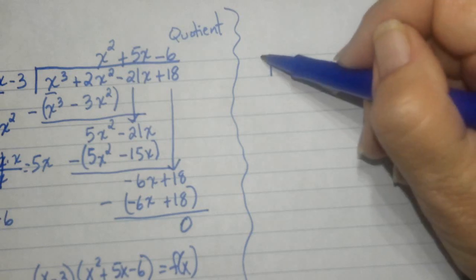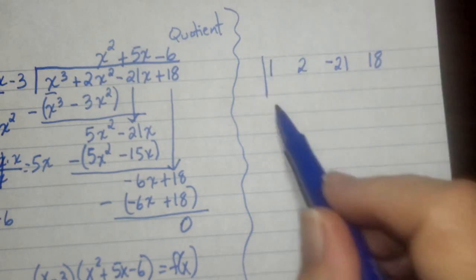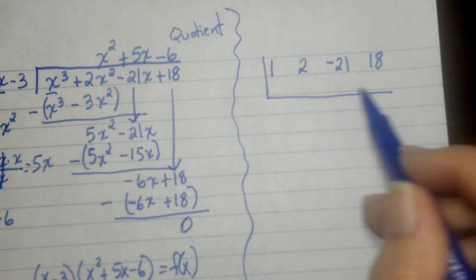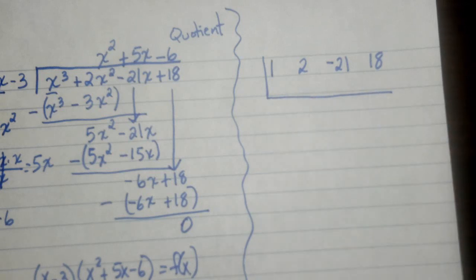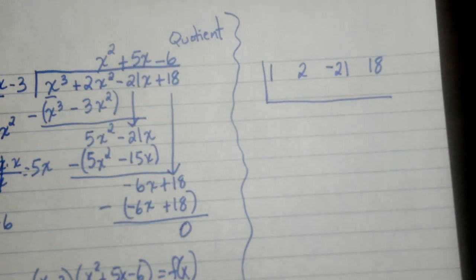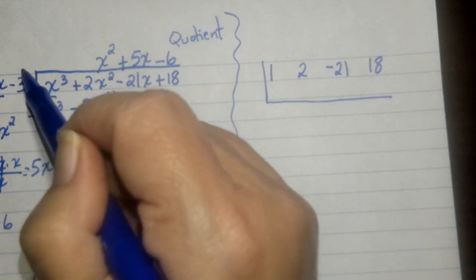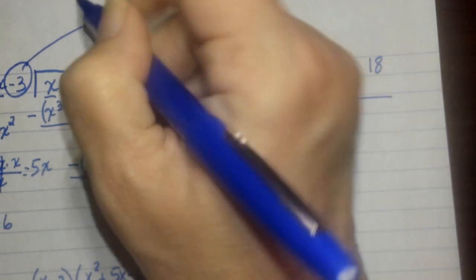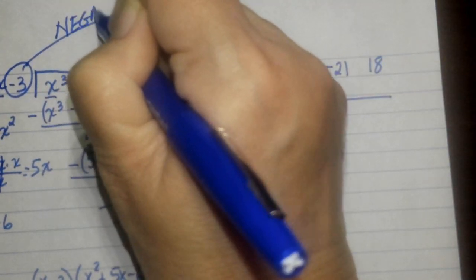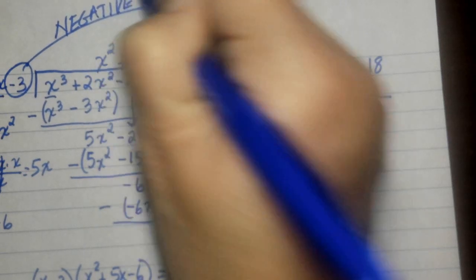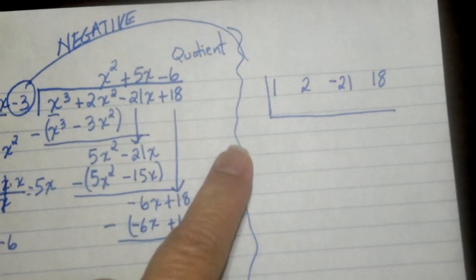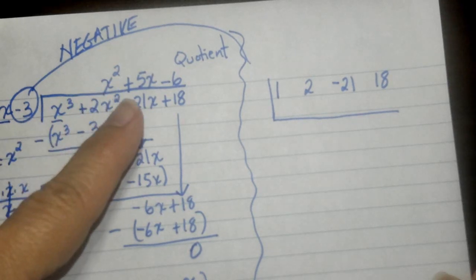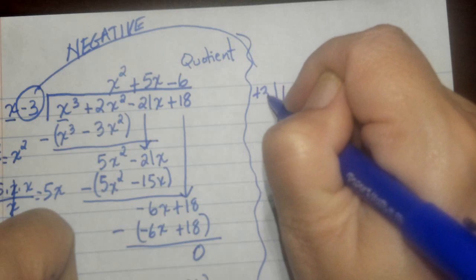All right, then you're going to make this kind of design. It's almost like an upside down division box. And you leave a row here because we're going to put some numbers in here. All right, then you come over here and look at your divisor. Whatever this is, you take the negative of it, and you put that number here. So since this is negative 3, negative negative 3 is positive 3.